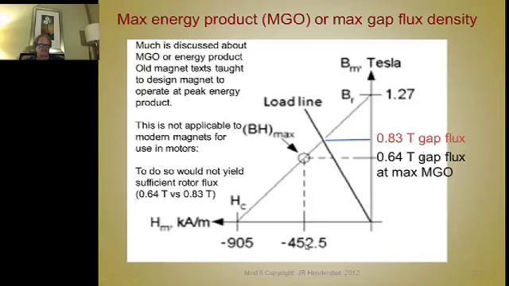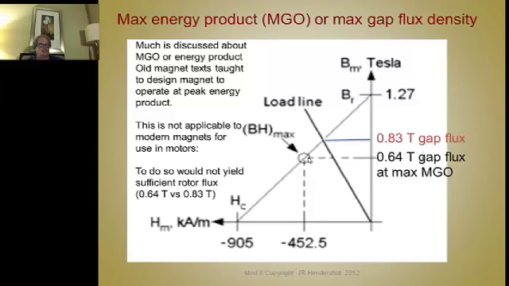The maximum energy product, that means this value times that value, where that is maximum is about 45 degrees from the ordinate here. So if that were your load line, if our load line went through here, and if I projected that, that's where I'd have an air gap the same thickness as the magnet, and if I projected that over to here, I'd only have 0.64 Tesla flux in the gap, and that's crazy to do that.